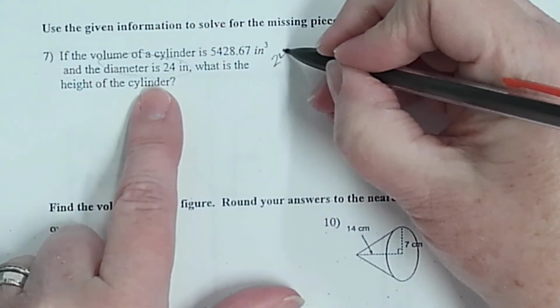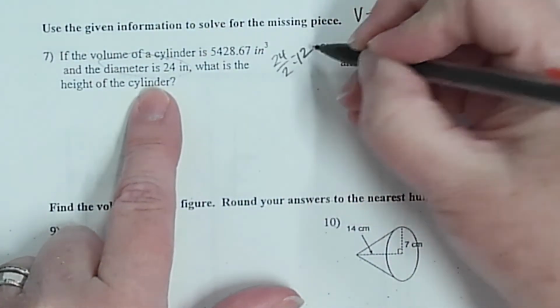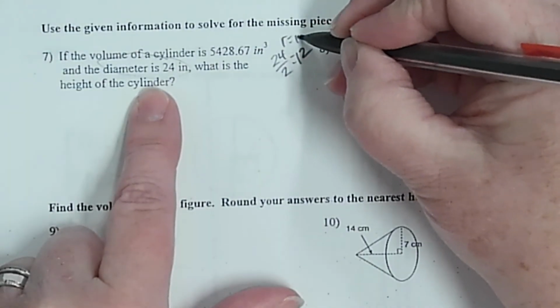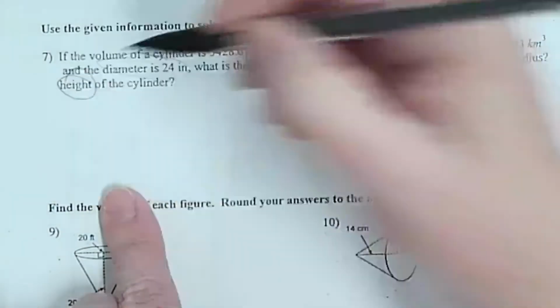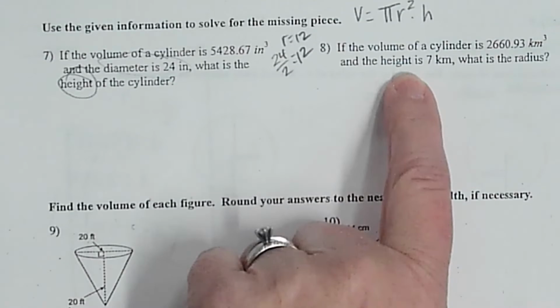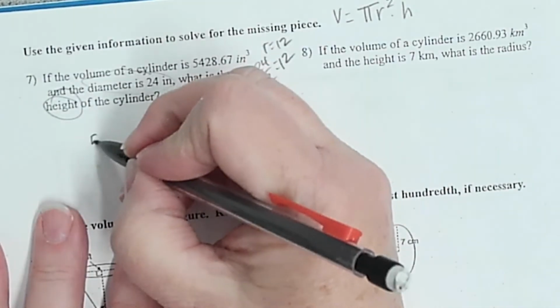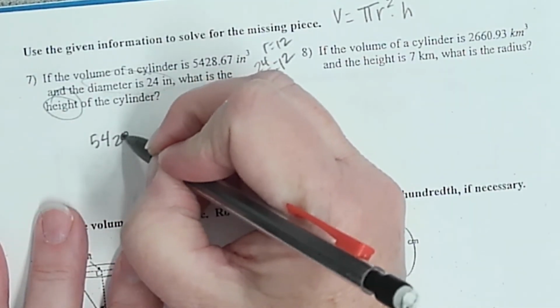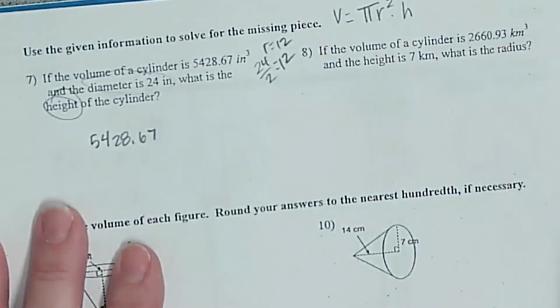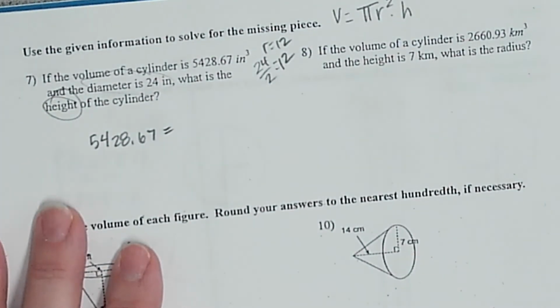So we're going to go 24 divided by 2 equals 12. That gives us our r. And then it wants to know what the height of the cylinder is. So let's plug in the information that we have. 5,428.67 is our volume, so that goes in for the V.